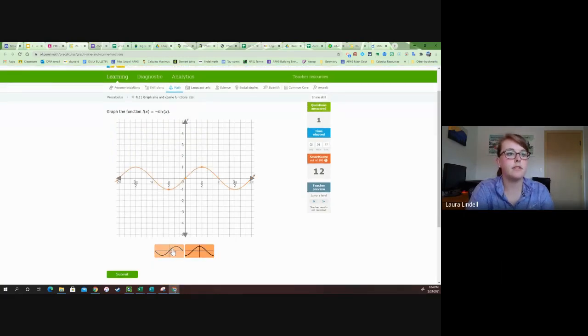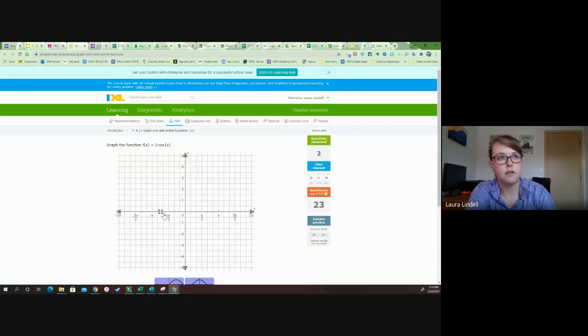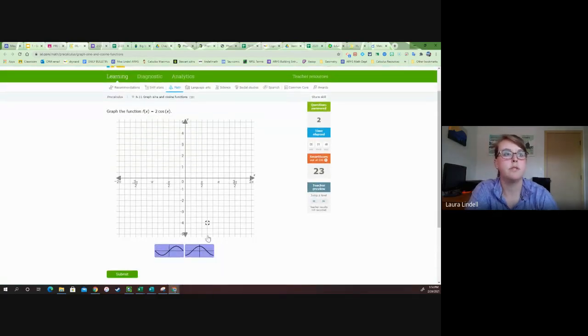Negative sine of x, you do the same thing, you grab that, but this time, remember a negative sign, instead of starting by going up, makes it start by going down. So it just reflects it over the x-axis. Or 2 cosine of x, so this time we would grab cosine, and then we would drag the amplitude up so that it's 2.